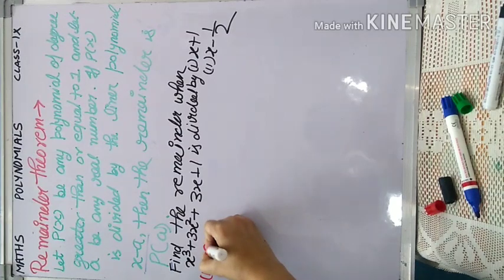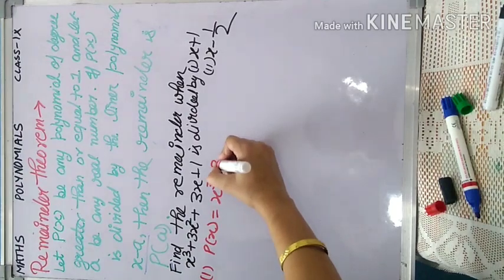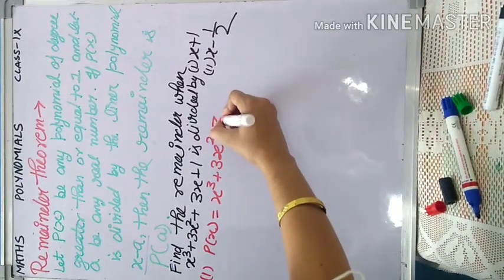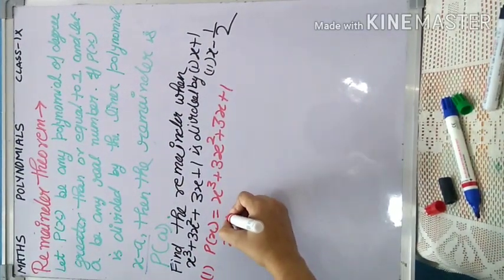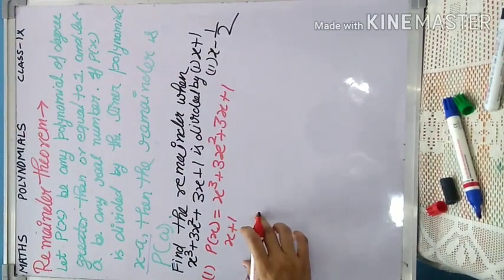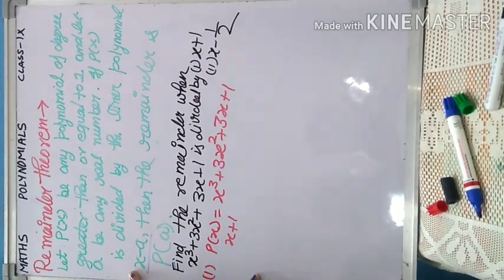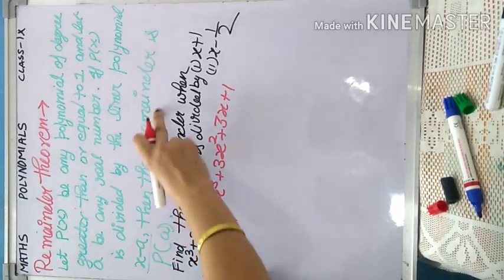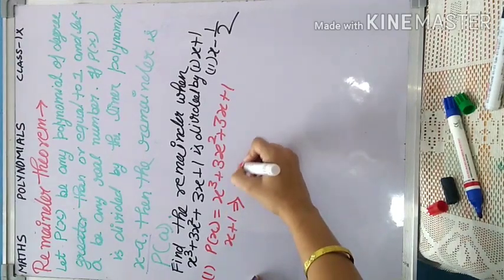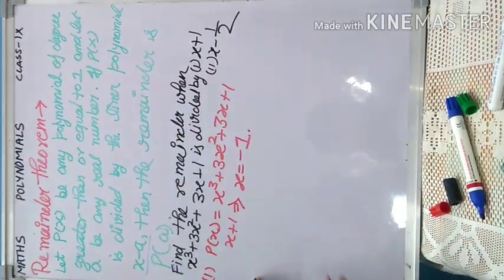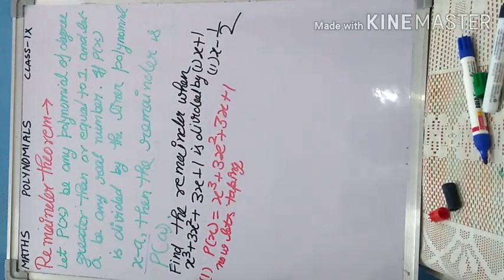See, for the first part, what is the polynomial? This is x cube plus 3x square plus 3x plus 1. For this x plus 1, let's see what we were doing. If we divide it by x minus a, then the remainder is p(a). So here x is equal to what? Minus 1. Clear?